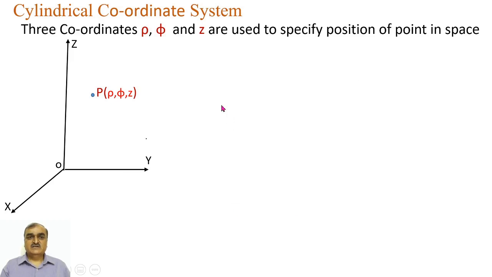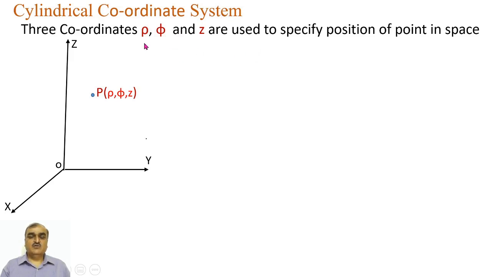In this lecture, we are going to study the cylindrical coordinate system. This system uses coordinates rho, phi, and z to specify the position of a point in space. It is used to treat physical systems having cylindrical symmetry, for example, the electric field around a current carrying conductor, or another example, a cylindrical capacitor. To describe such physical systems, the cylindrical coordinate system is used.